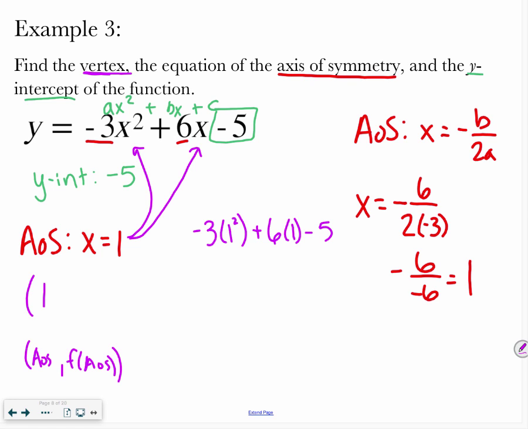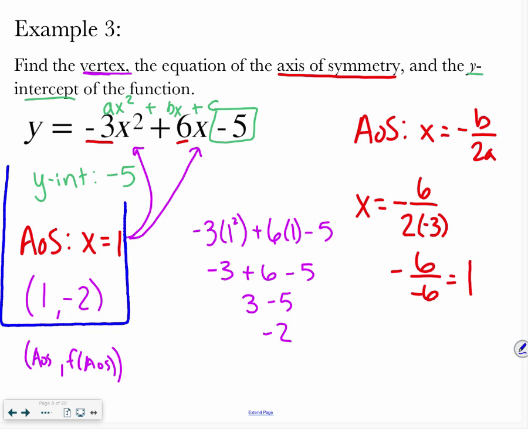So I have negative 3 times 1 squared is negative 3, plus 6 minus 5. So that's 3 minus 5, or negative 2. Okay, so I wrote my y-intercept. Then I found my axis of symmetry using the equation. Once I had my axis of symmetry, I plugged it in for x for my vertex, and then I plugged it into the equation in order to figure out what y was. Okay?